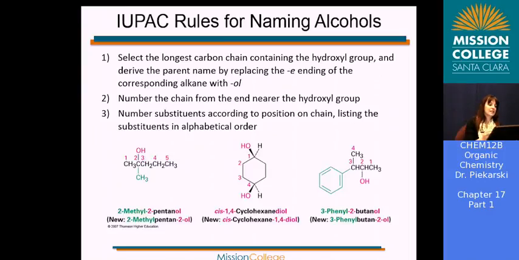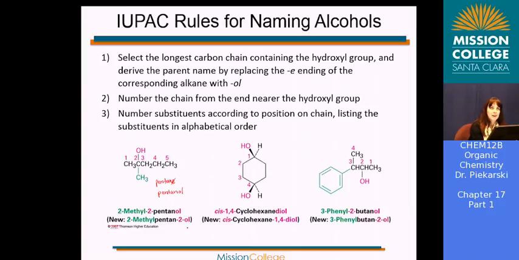So as you can see here, we started numbering closest to the alcohol group, 1, 2, 3, 4, 5. Originally that would have been pentane, but we dropped the E and replaced it with OL. So therefore we have pentanol. And there's also a methyl group, so this would be 2-methyl-2-pentanol, or I actually prefer the new naming system, which has the 2 directly in front of the suffix ending OL.